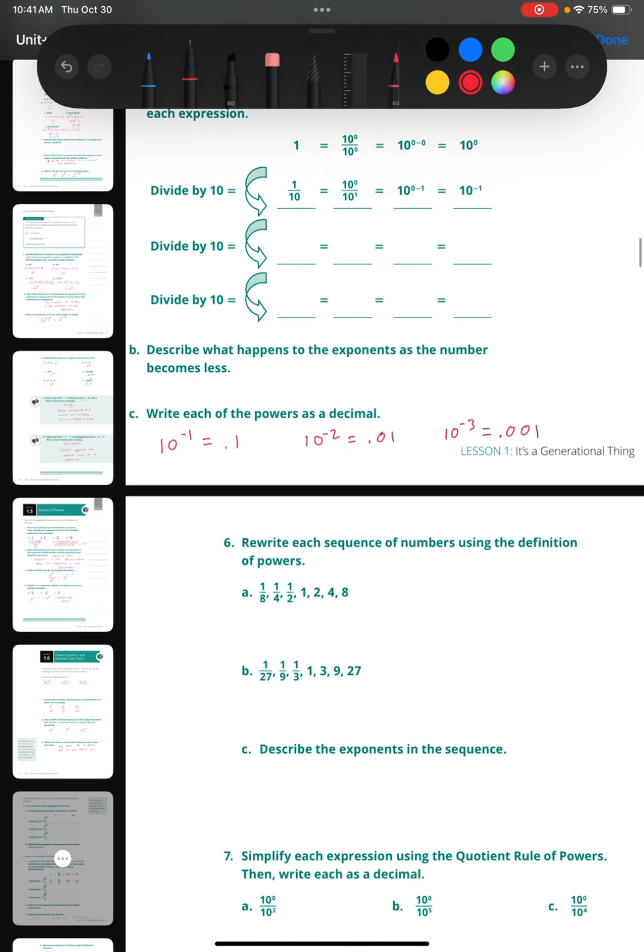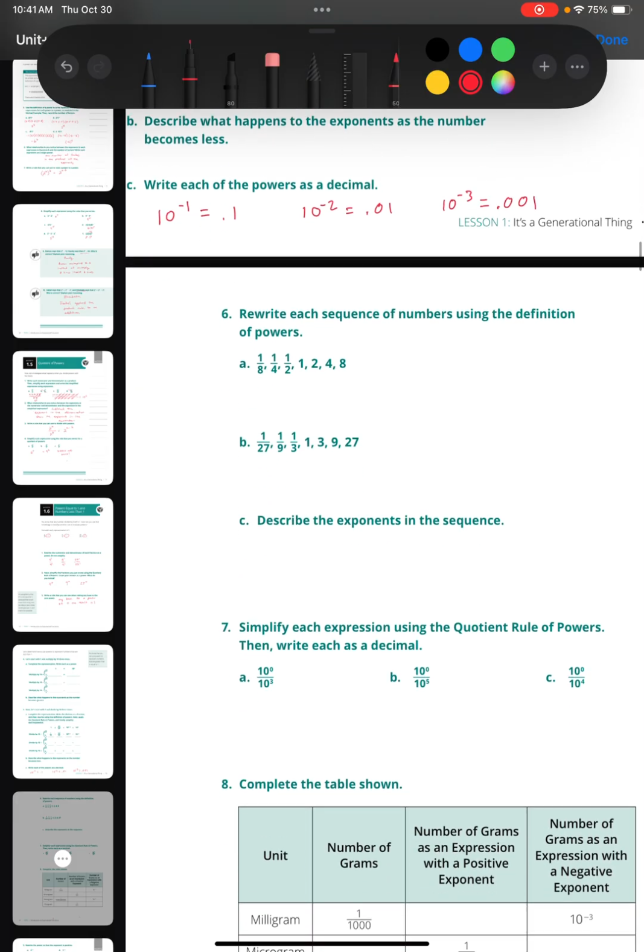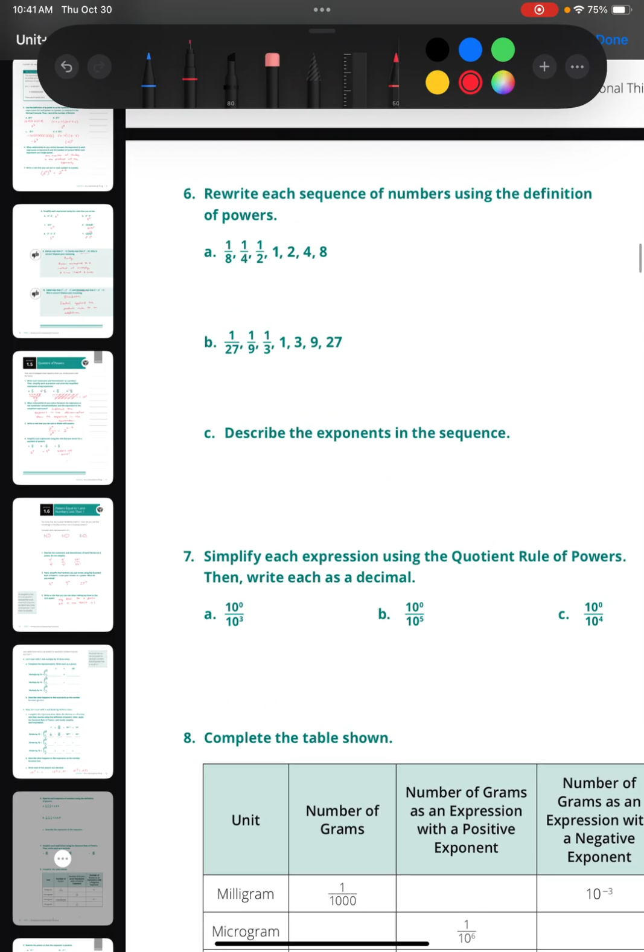All right, so keep that in mind as we move on to 6. We're going to rewrite each sequence as a number using the definition of powers. So if we think of anything to the 0 power as 1 and to the first power as itself, we could say 2 to the first power is 2. If we went backwards, 2 to the 0 power would be 1. 2 to the second power would match up with 4, and 2 to the third power would be 8. So going backwards the other way to those fractions, 1/2 would be 2 to the negative 1, 1/4 would be 2 to the negative 2, and 1/8 would be 2 to the negative 3.